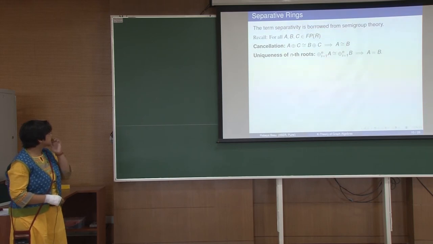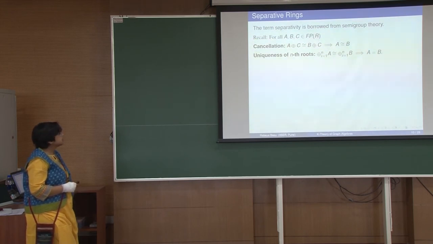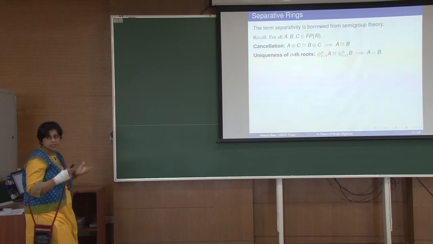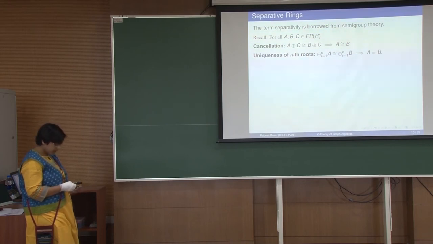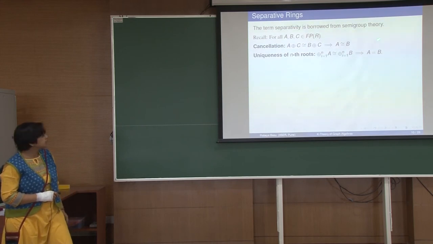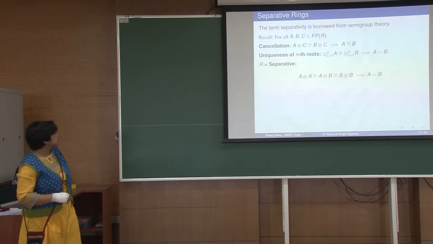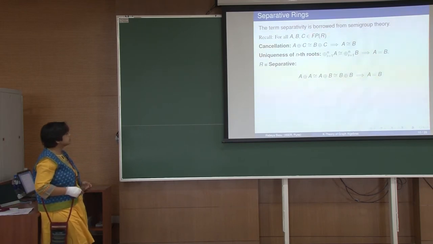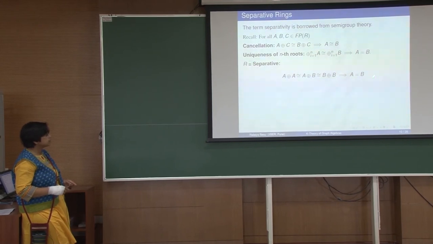But we are not in the commutative setup, we are in the non-commutative associative setup. We are defining something more, that is uniqueness of nth roots: if n copies of A is isomorphic to n copies of B, then that implies A is isomorphic to B. R is separative if A ⊕ A isomorphic to A ⊕ B isomorphic to B ⊕ B implies A equals B.